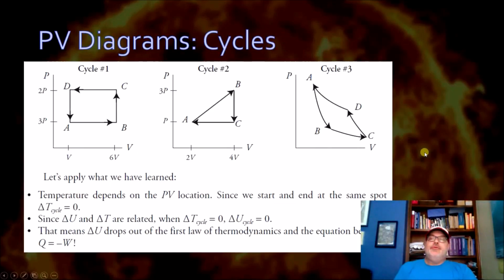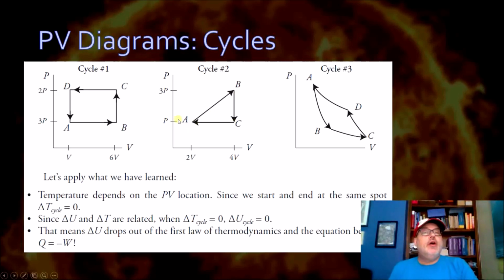Let's talk cycles. A cycle is when we begin at one point on a PV diagram and we end up back at the same point. So like in cycle number 1, we go A, B, C, D, back to A. Cycle 2, we go A, B, C, back to A.